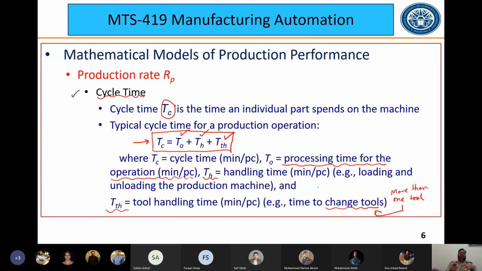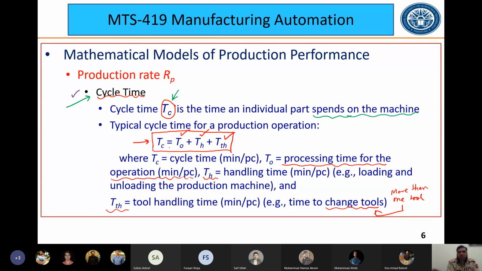So let us first define the production rate. production rate के अंदर एक mathematical formula लाने के लिए हमें उससे पहले we need to have cycle time. We need to know the cycle time. So let us see. So this is the cycle time. So how do we define the cycle time? Cycle time, TC, is the time an individual part spends on the machine. So this is the time spent on the machine by an individual part.